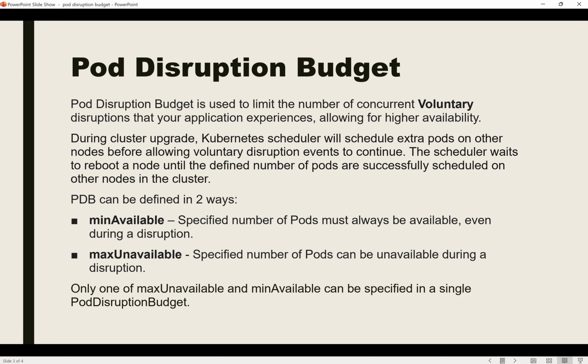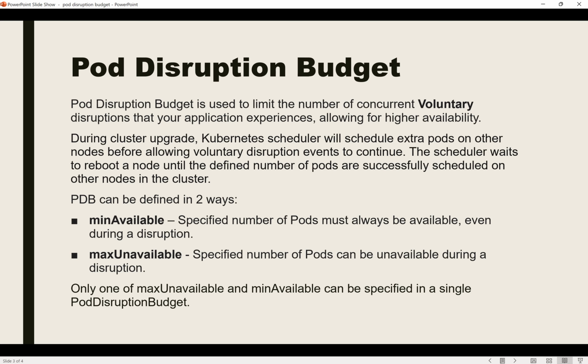Using the pod disruption budget, you can limit the number of concurrent voluntary disruptions. For example, if you are upgrading a cluster, then the kube scheduler will not reboot the node until the specified number of pods in the pod disruption budget are successfully running on the other node of the cluster.